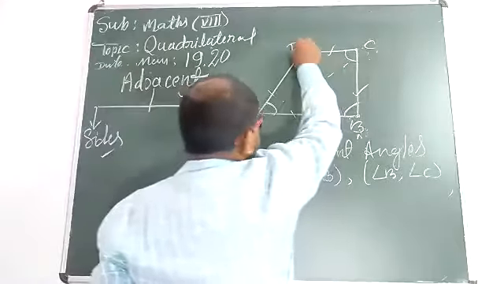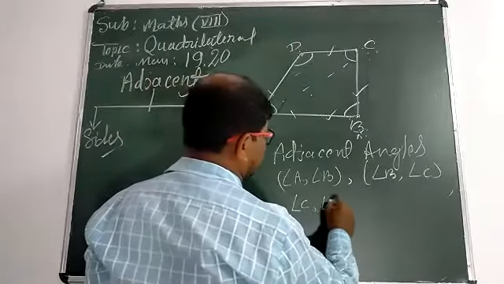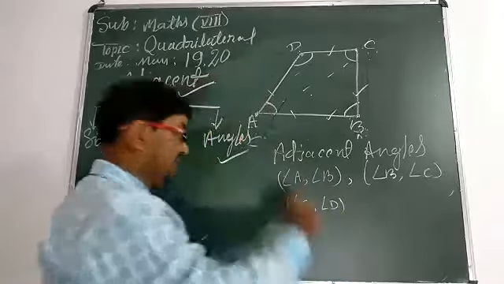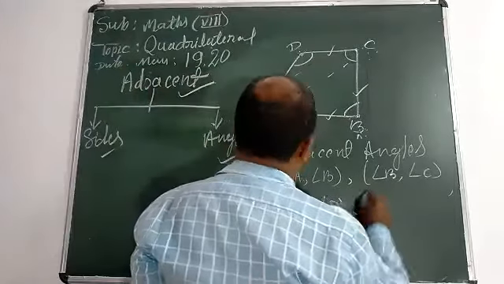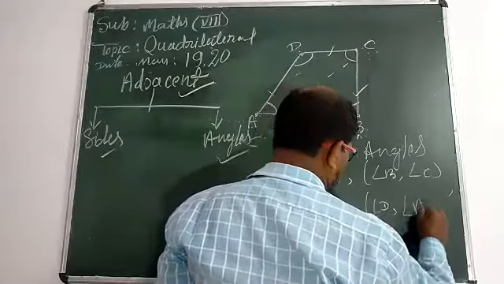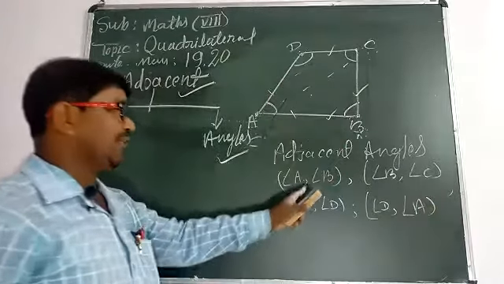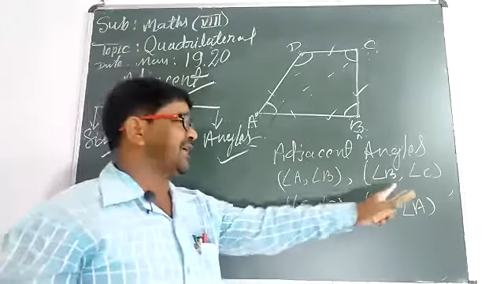Similarly, third side CD, two angles there. One is C, another is D. Adjacent angles. Fourth side AD, two angles there. One is D, another is A. Four pairs of adjacent angles here.